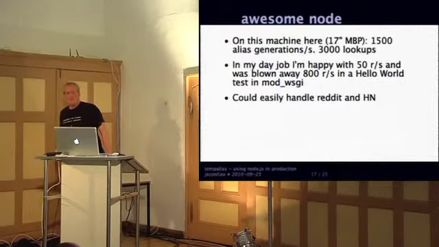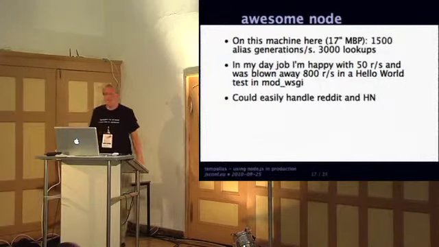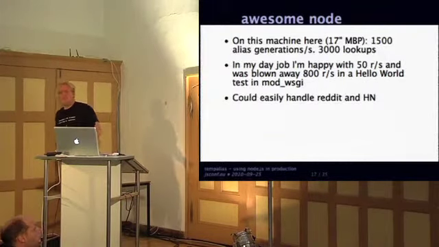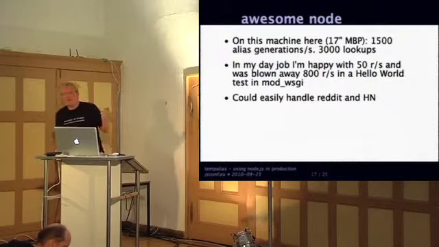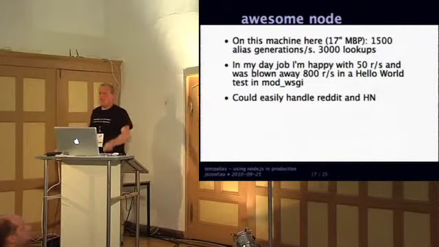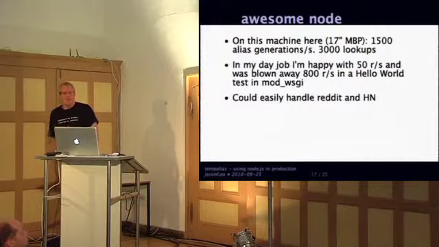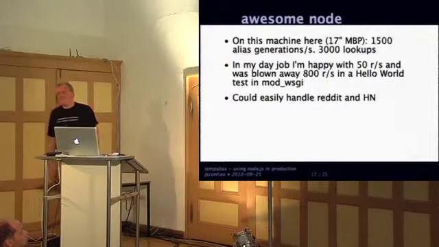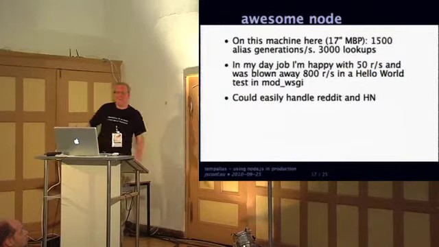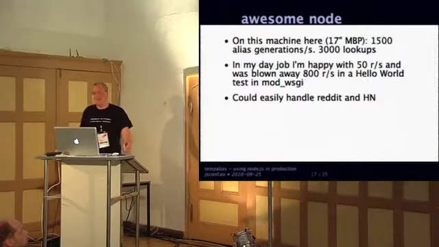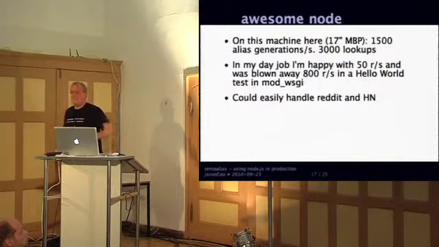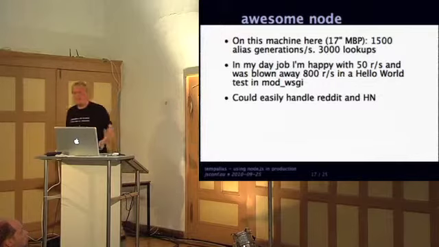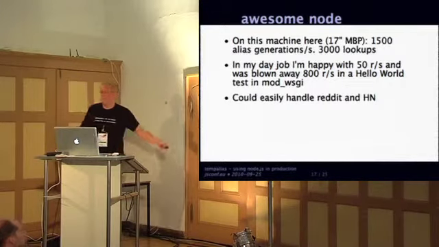On this machine that you see here, I was doing 1,500 alias generations a second, and I could look up 3,000 a second using only one CPU. In my day job, I'm really happy if I can reach like 50 requests per second, and I was totally blown away when I saw a Hello World script doing 800 requests per second. And this is just so incredibly fast. And when I announced this on Hacker News and Reddit, it could just handle that traffic flawlessly.